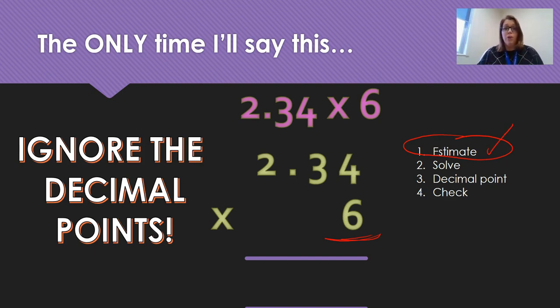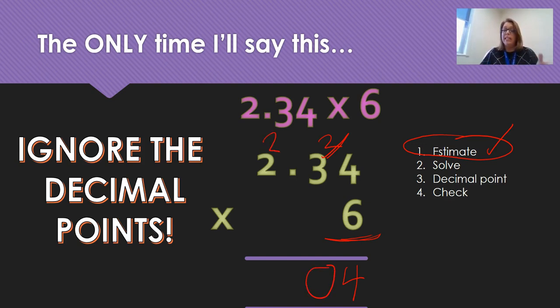Next step is we solve. So we're solving the algorithm just as we would with whole numbers. So we would say 6 times 4, which is 24. So I put down my 4 and I carry my 2. We then have 6 times 3, which is 18, and we add the 2, which is 20. So I'm going to put down my 0 and carry the 2.